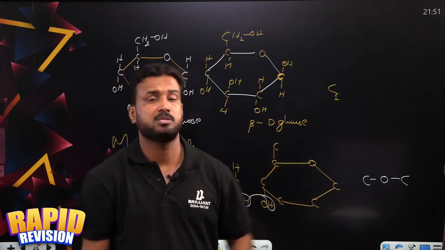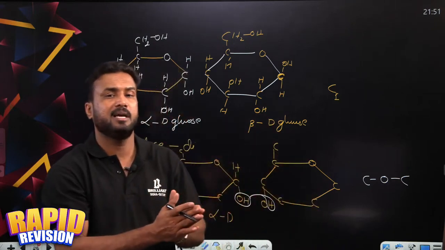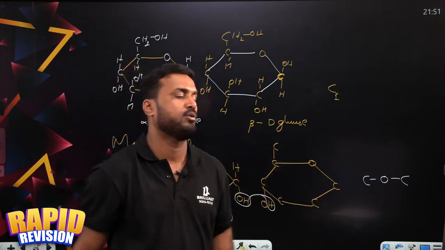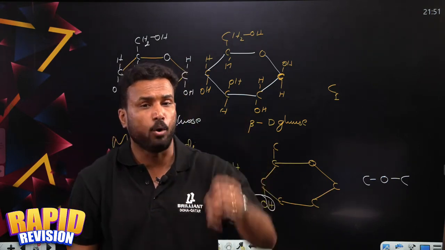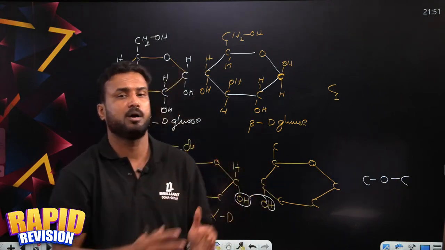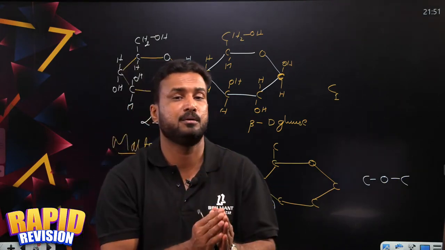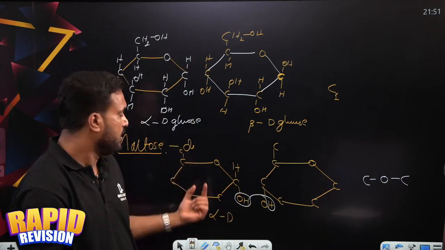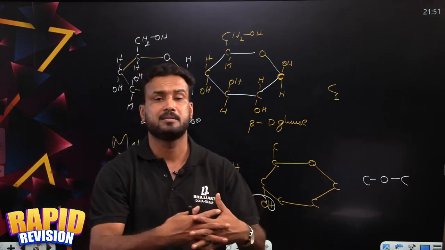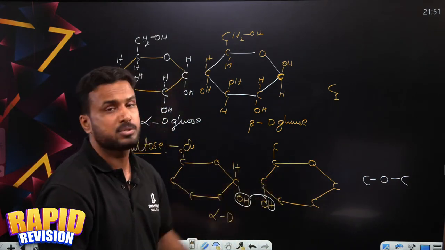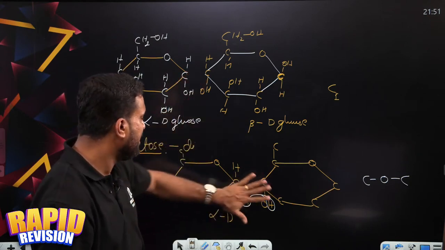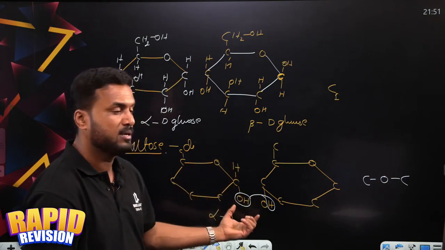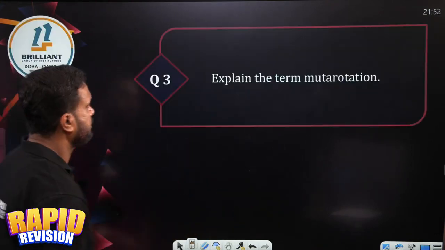The definition for glycosidic linkage is the oxide linkage formed between 2 sugar units by the elimination of a water molecule. What is glycosidic linkage? The oxide linkage formed between 2 sugar molecules by the elimination of a water molecule is called glycosidic linkage. Example, in maltose, 2 alpha D glucose units are linked by which one? By glycosidic linkage. Maltose has 2 units of alpha D glucose, and that is linked by glycosidic linkage.